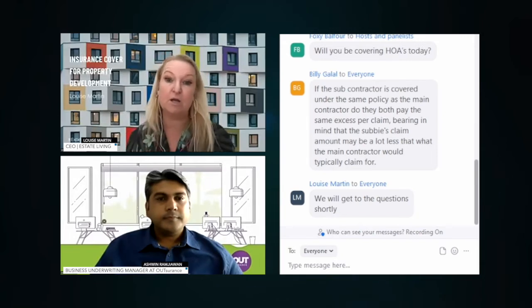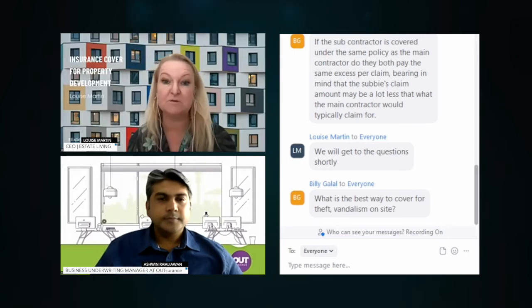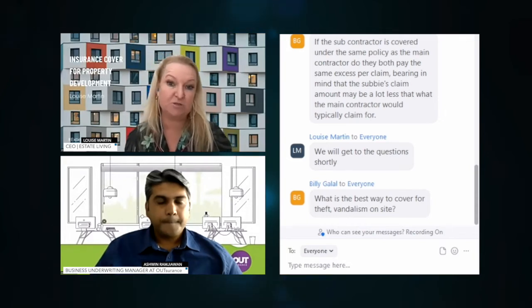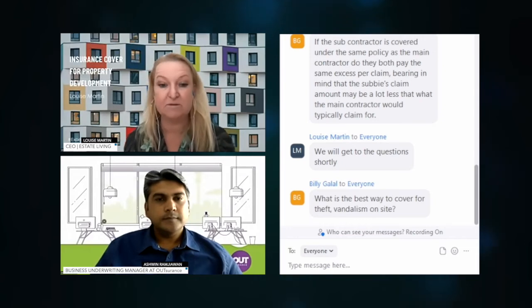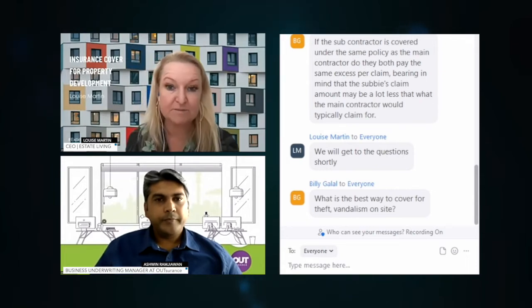Obviously, we hear a lot in the news about vehicles being hijacked and equipment and materials being stolen. If I think about my personal assets, if I transport my personal assets, I would make sure that either the removal company or I have covered those assets in transit. How does that apply to a property developer and or a homeowners association?